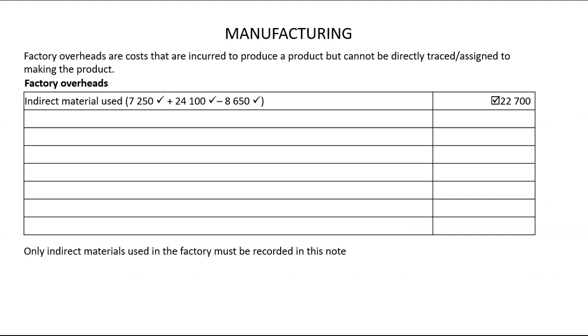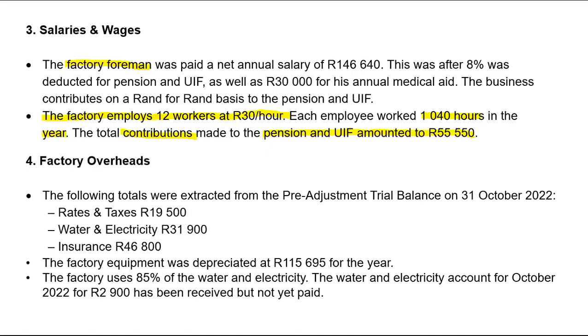The next one will be indirect labor. These are labor costs incurred in making the product. Let me just go and check what we have there. So it's all about this factory foreman. This factory foreman got a net salary of this much, but this is after 8% was deducted and the 30,000 was also deducted. So we need the gross salary.